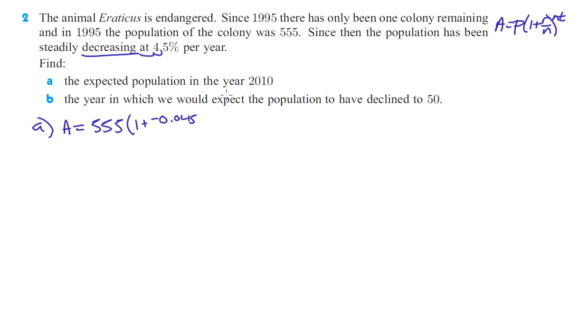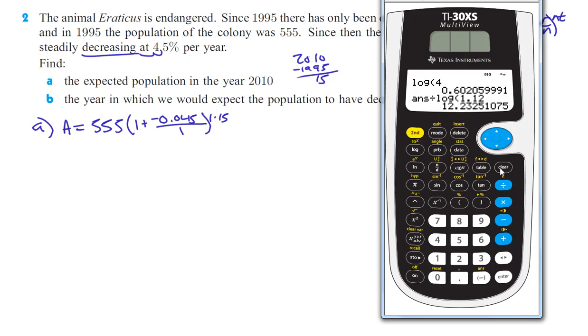So we end up getting negative 0.045, right? And then we're going to take that, divide it by the number of compounding periods, and that's just going to be 1. And then 1 times, and then this is the year 2010 from 1995. So 2010 minus 1995 is going to give us 15. Okay. So pull this up here.